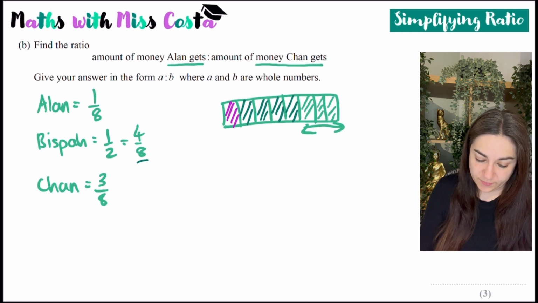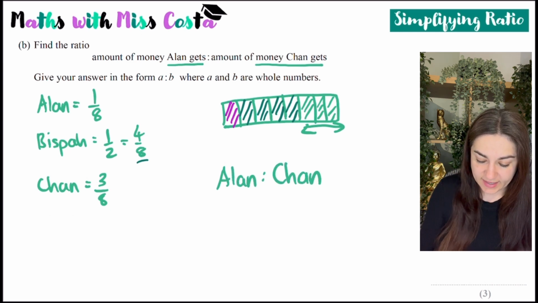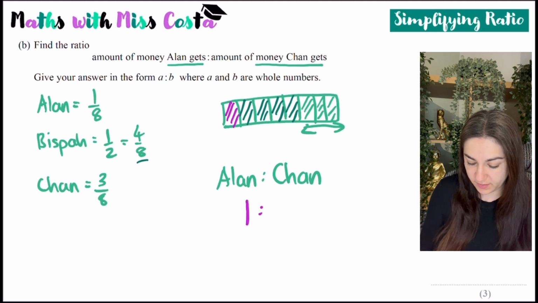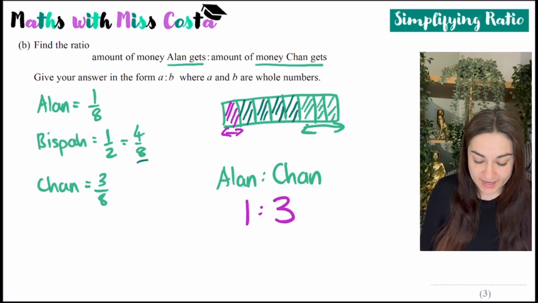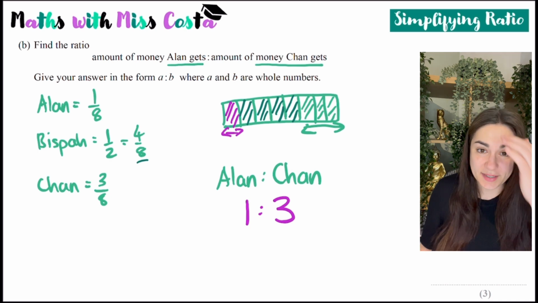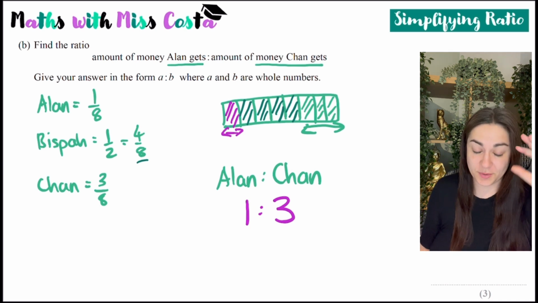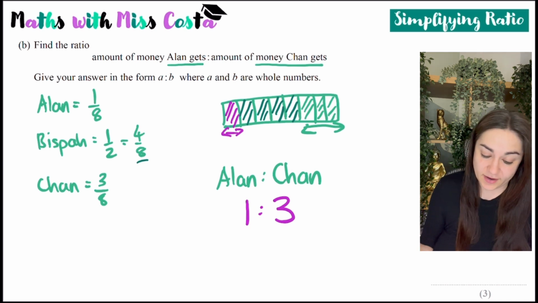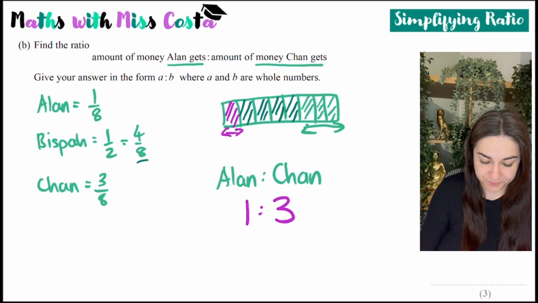So I need to find the amount of money Alan gets and write it as a ratio to the amount of money that Chan gets. And Alan gets 1 part, while Chan gets 3 parts. So I just write that ratio as 1 to 3. So it sounds like it's quite a confusing question, but if you visualize it, it honestly makes things so much easier, because you can literally just see, okay, it's been split into 8 parts. Alan gets 1 of those, Chan gets 3 of those.